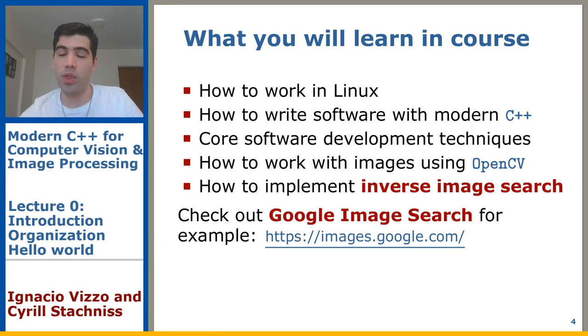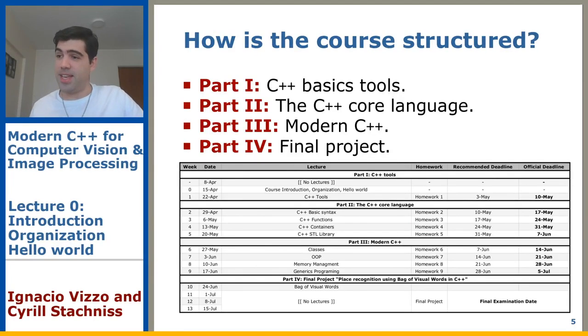And also we will be dealing with OpenCV, an open source library to work with images. And then the final project is basically doing this inverse image search, and you can check that link to see a working example. But we will adapt this idea and try it in our field, the robotics field. And we will build a place recognition pipeline, sort of, using inverse image search.